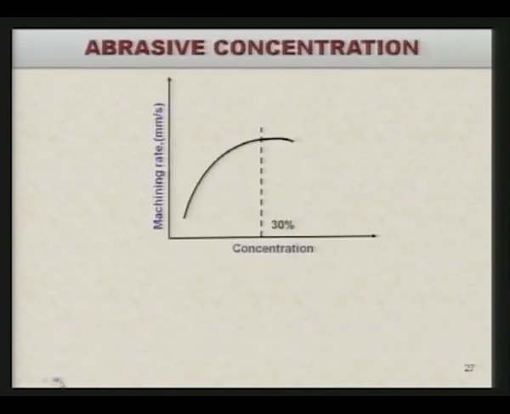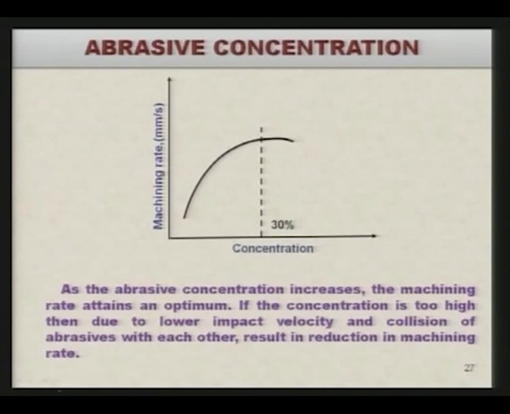Abrasive concentration: as the concentration of abrasive increases, it keeps increasing the machining rate in terms of millimeter per second, but beyond a certain concentration it starts decreasing. As the abrasive concentration increases, the machining rate attains an optimum value. If the concentration is too high, then due to lower impact velocity and collision of abrasives with each other, it results in reduction of machining rate.